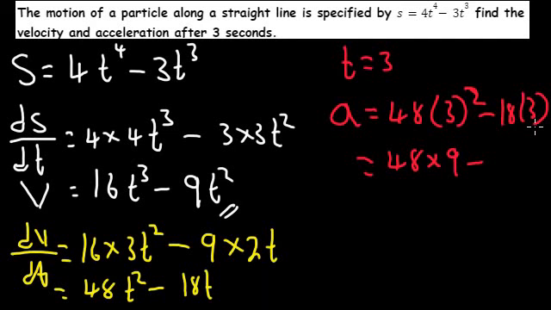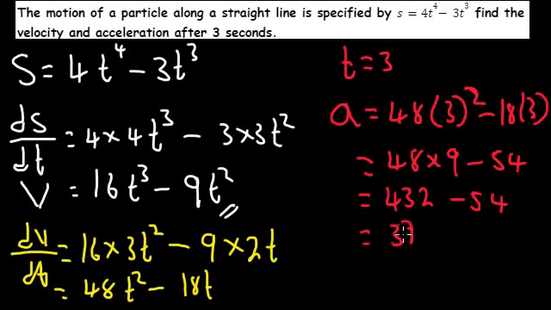So 3 squared gives us 9, then minus 18 times 3. So the product of 18 and 3 would give us 54. And therefore, the product of 48 times 9 gives us 432. So 432 minus 54, what would that be? So that results in 378. And that is our final answer to the acceleration of the particle after 3 seconds.